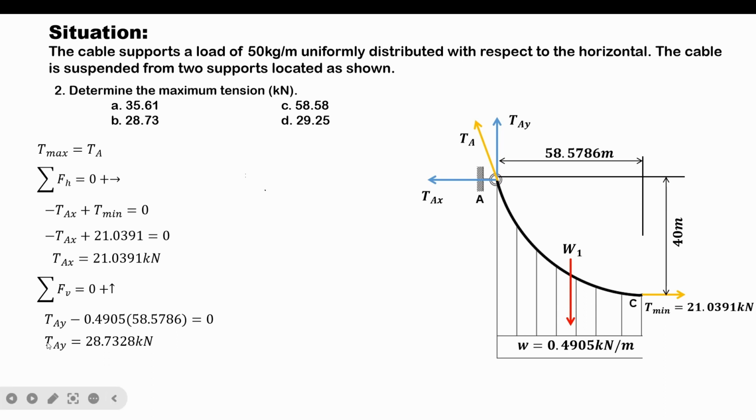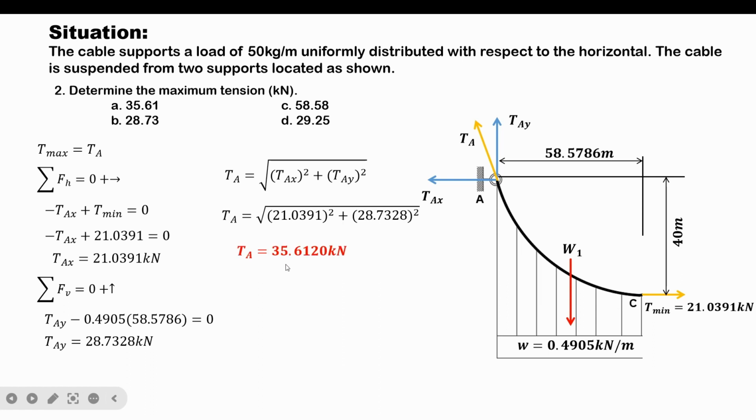28.7328 kilonewton. Since we've already computed the components of the tension at A, we can now compute the resultant tension at A, which is equal to the square root of the sum of the squares of its components. By substituting the values of these components, we yield the tension at A, which is equal to 35.6120 kilonewton.